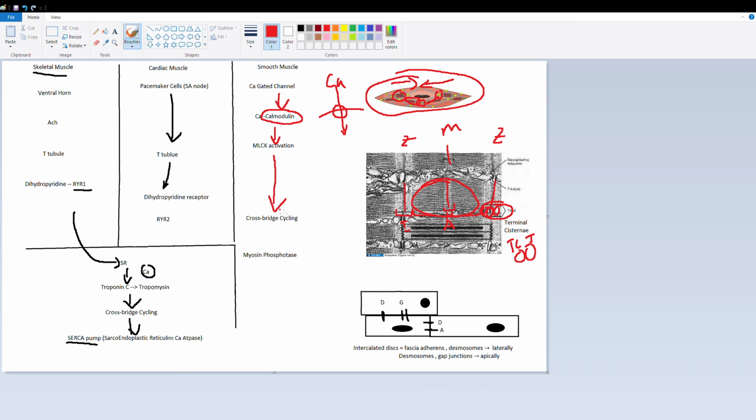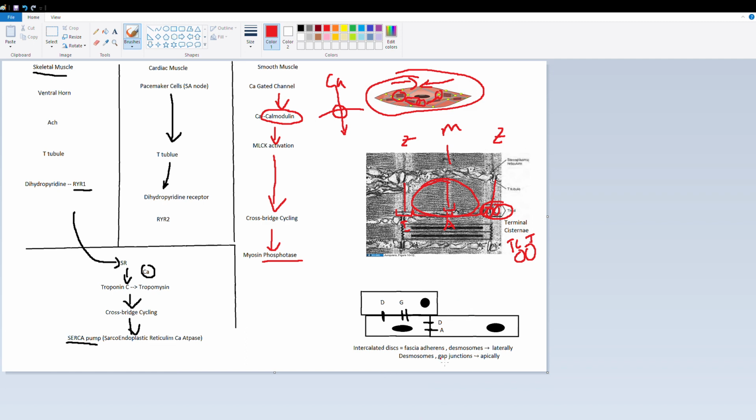So once cross-bridge cycling stops, just like in striated muscle, we need some way to stop it. So the molecule that does this is called myosin phosphatase, which does the opposite of myosin light chain kinase. It's going to remove that phosphate group off of the myosin head, and it's going to let the contraction slow down and stop. So myosin phosphatase and MLCK are in competition, and whether extracellular calcium is coming into the cell will determine which one is predominating, whether the muscle is contracting or relaxing.